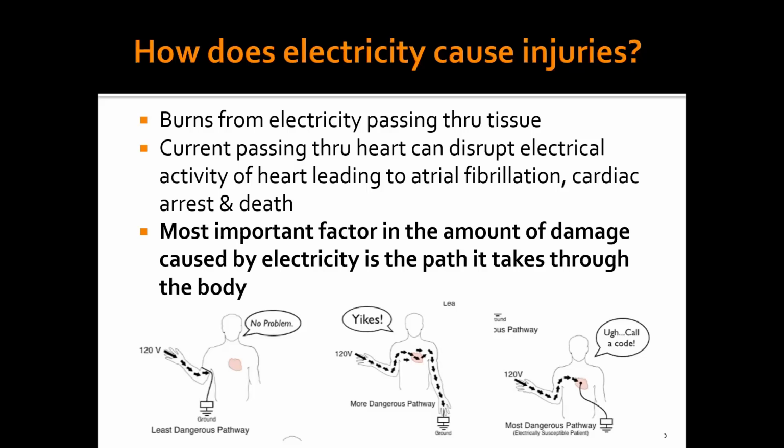The most serious situation is when you have patients that have electrical devices implanted, pacemakers, things like that, because oftentimes the current will stop at that device and use that device as its ground. So for instance, in the event that a person has a pacemaker, that electricity travels right to their heart. And that's the most dangerous scenario that we have.